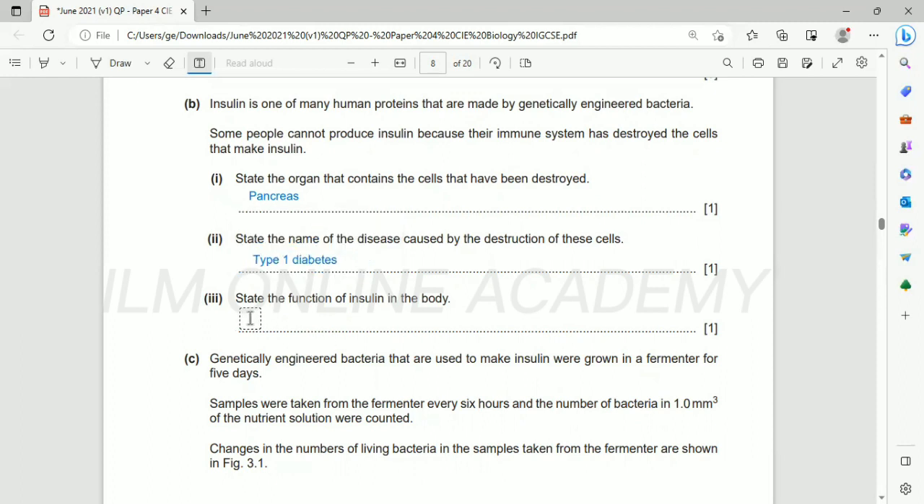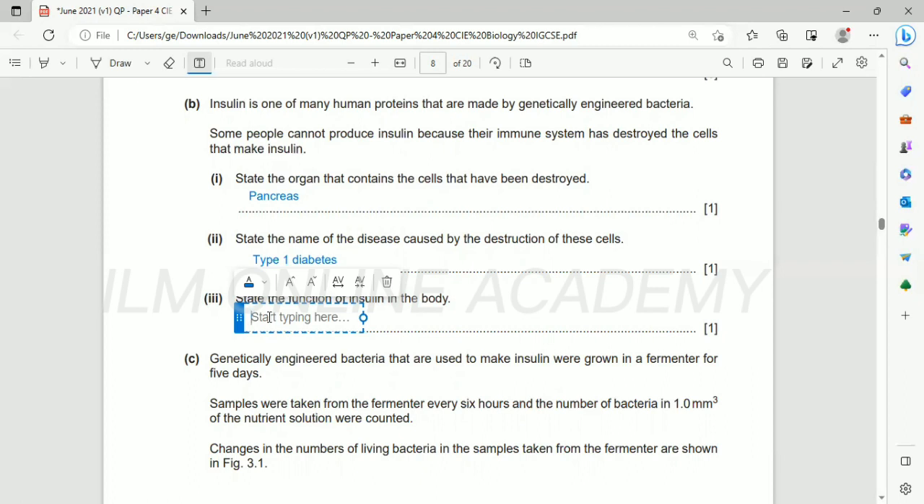And then state the function of insulin in the body. Now insulin is a hormone, which is secreted by the pancreas. When we consume sugar-containing food, our blood glucose levels rise. And when the blood glucose levels rise, the insulin hormone is released by the pancreas. And the insulin hormone is going to see the blood levels, and it's going to try to maintain them.